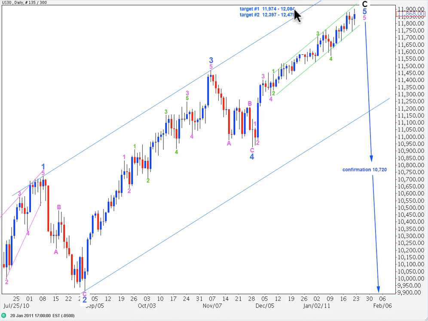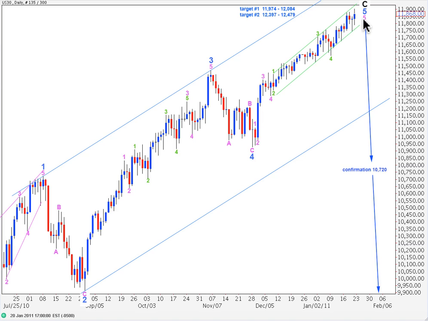The first target, 11,974 points, is where wave 5 pink, starting here within 5 blue, will reach 1.618 the length of 3 pink. At 12,084 points, wave 5 blue will reach equality with wave 1 blue. The second target zone at 12,397 is where wave 5 pink will reach 2.618 the length of wave 3, and at 12,479 wave 5 blue will reach equality with 3 blue. So that's how I've worked out those two upper targets.